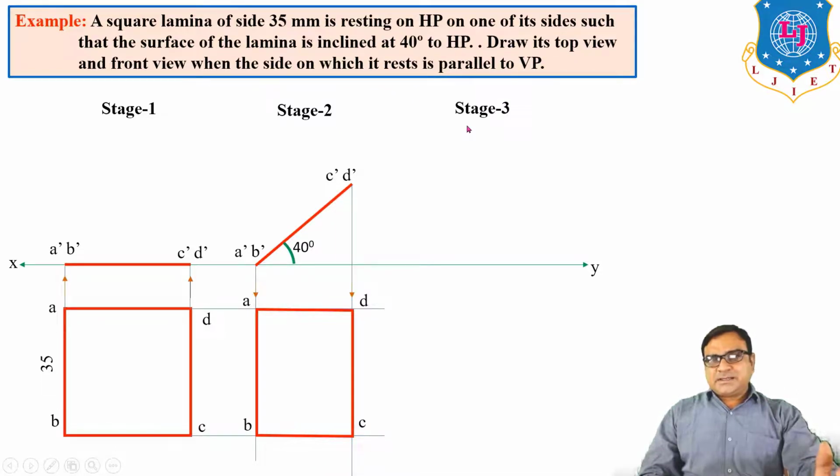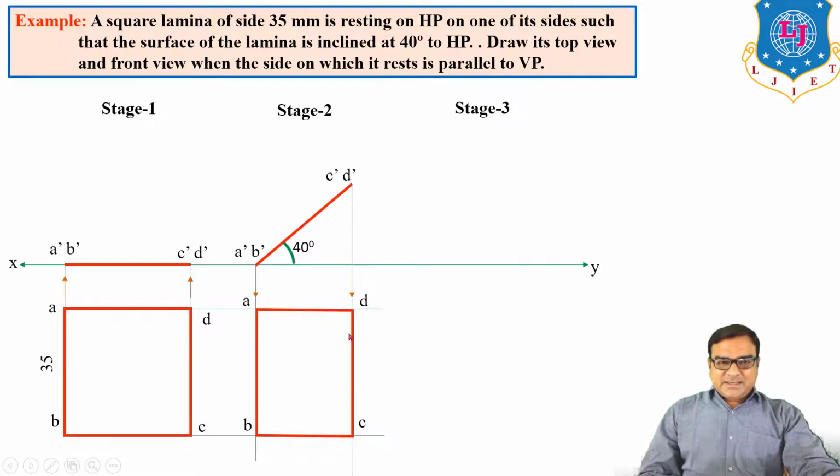Now the third stage is in which we will get our final projections of the required conditions. Here in our data, we want one side to remain in HP. The surface must be inclined 40 degrees to HP, and the top view and front view when the side on which it rests is parallel to VP.